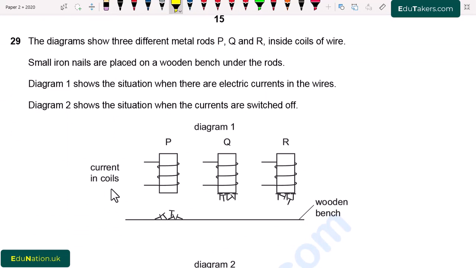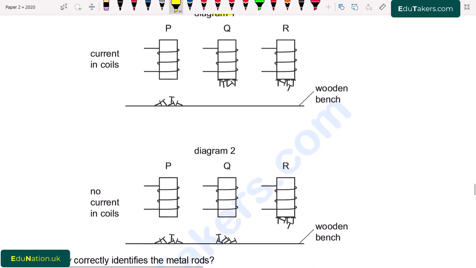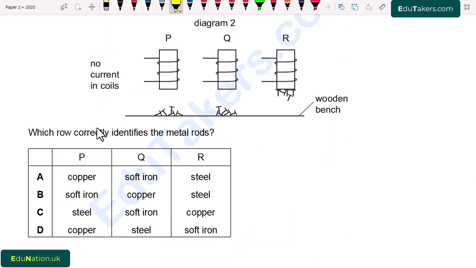Question number 29. The diagram shows three different metal rods P, Q and R inside a coil of wire. Small iron nails are placed on a wooden bench under the rods. Diagram 1 shows the situation when there is electric current in the wires. Diagram 2 shows the situation when the currents are switched off. So there are two diagrams. Diagram 1 shows when the current is passing through the coil, and in diagram 2 there is no current in the coils. Which row correctly identifies the metal rods?